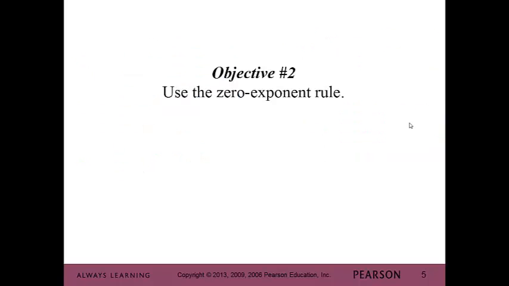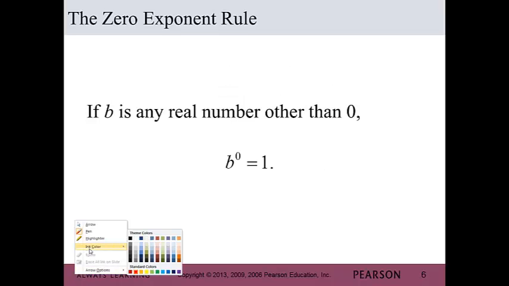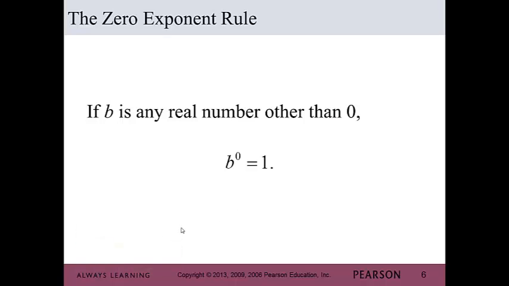Alright, objective 2 is the zero exponent rule. And it says the following. Any base raised to the 0th power is going to be equal to 1. So b is your base and is raised to the 0th power and is going to be 1. So again, any base to the 0th power is 1.